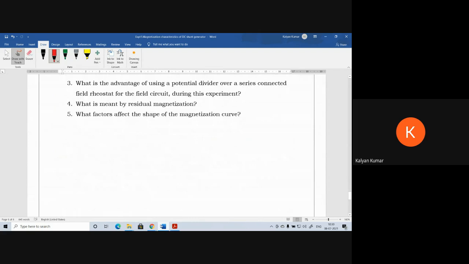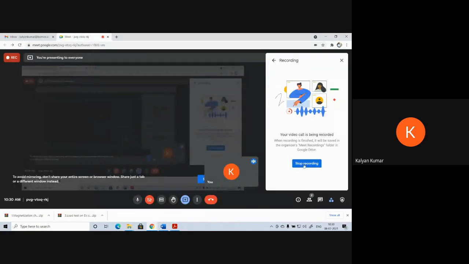So this is the magnetization characteristics of a shunt generator.